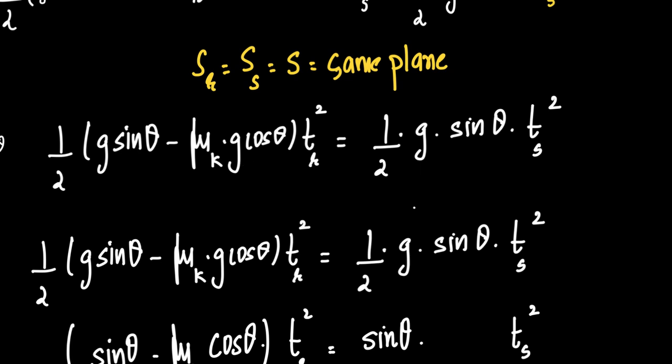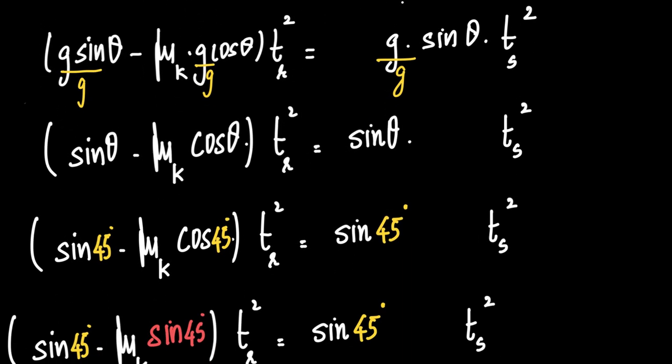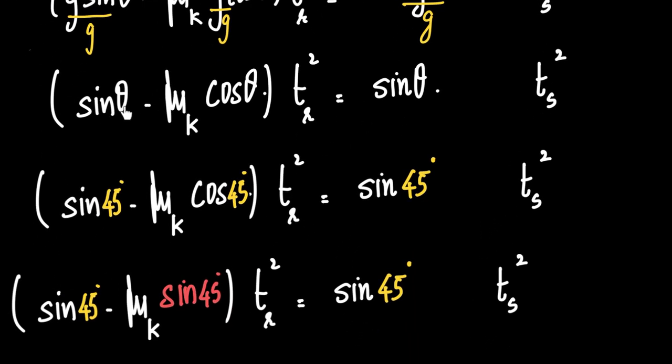So the first step will be to remove half from both sides. Now what do we have? g sine theta minus mu k g cos theta tr square is equal to g sine theta ts square, right? Now every term has g, so I'll divide this complete equation by g. So g is eliminated from the set of equations. Now what we have here is sine theta minus mu k cos theta tr square is equal to sine theta into ts square.